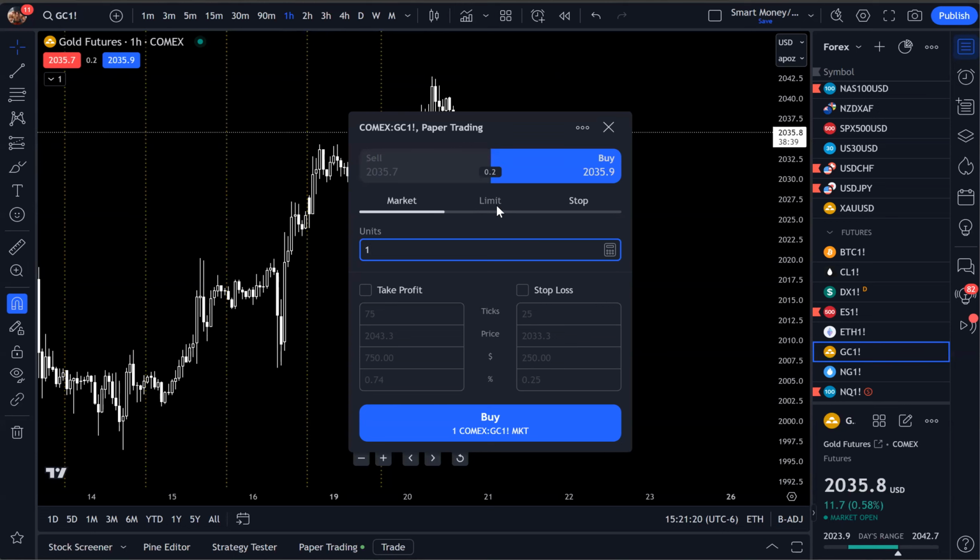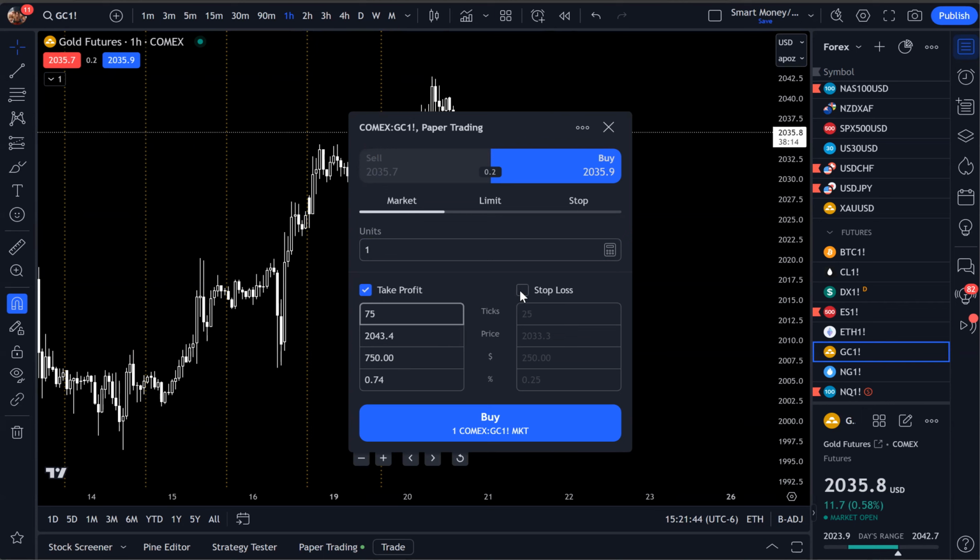But most of the time I do market. I did do a limit last night. I did pretty good on it as well. And you can set your take profit. Here for units, here's where your contract size goes, whether you want one contract, two, three, four, whatever. Then you can set your take profit either in ticks or at price. Normally I just set my price level and it'll show you your potential profit right here.